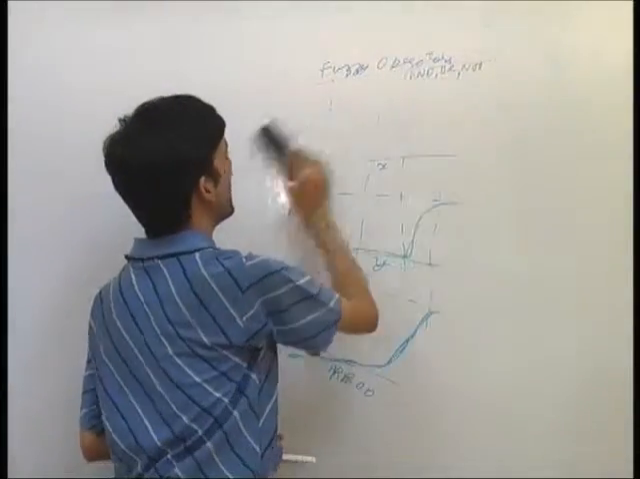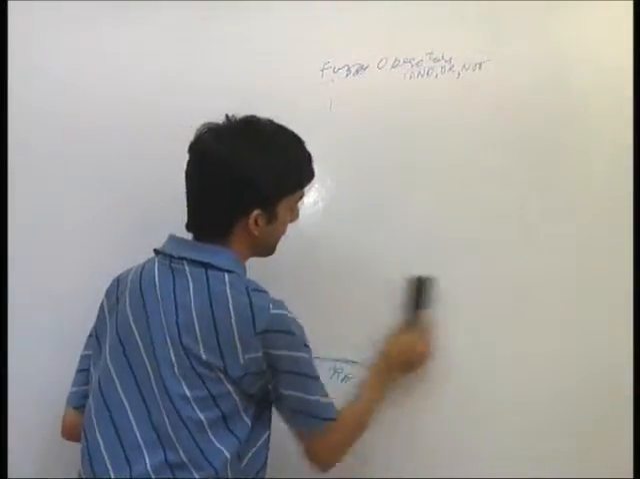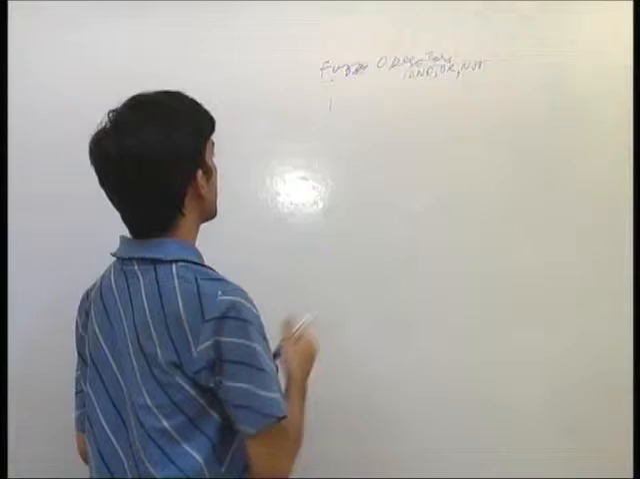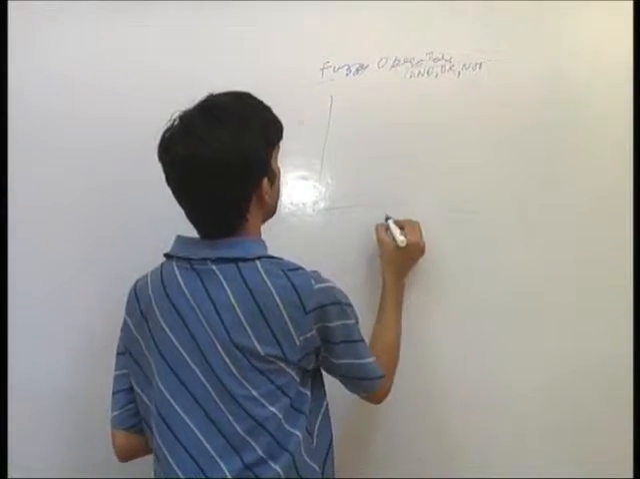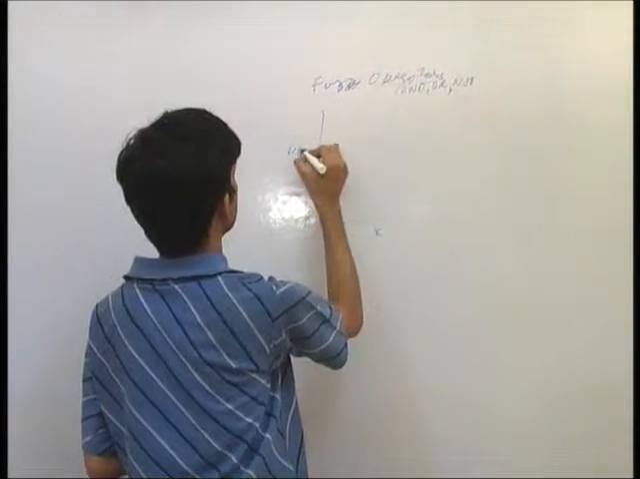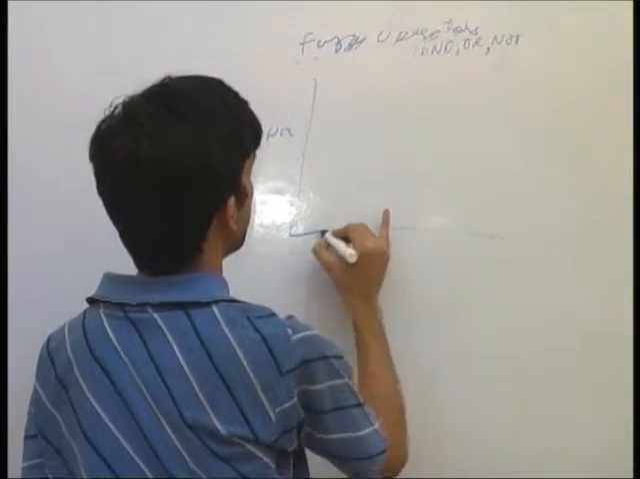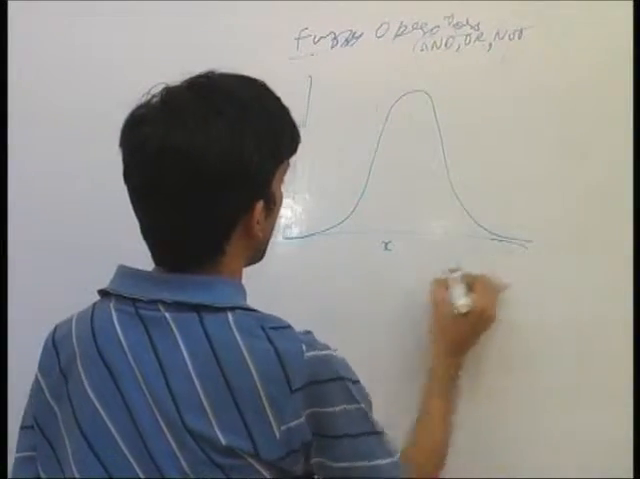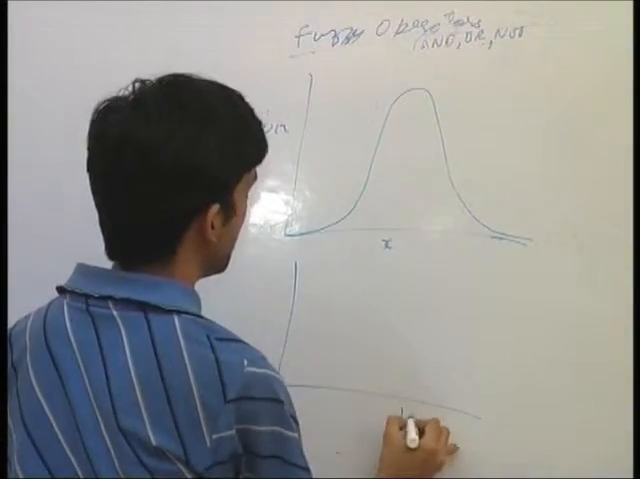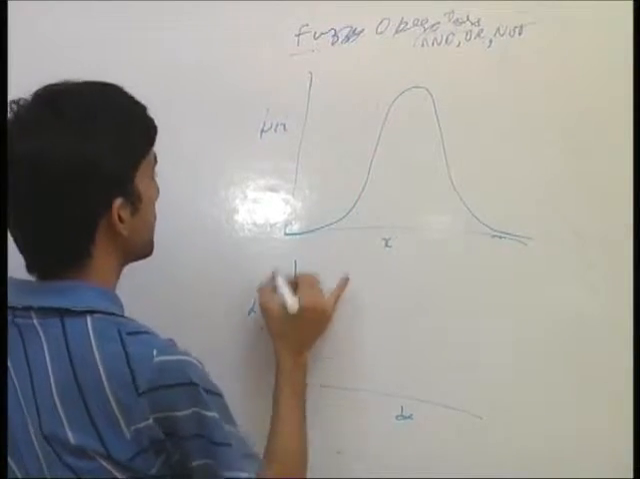A better example would be when I take some middle values. I take x to be like this. I take y to be like this.